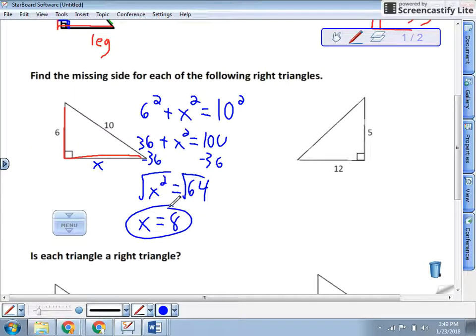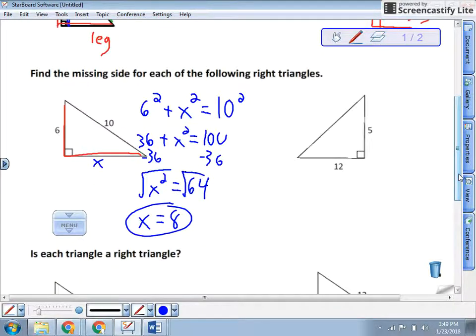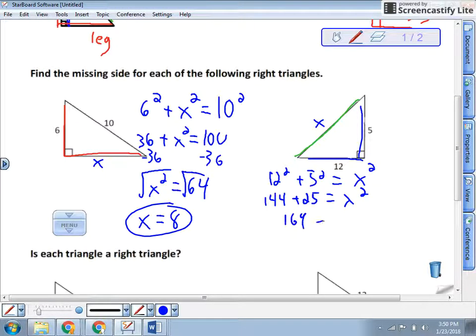Once you have it set up, that's the majority. Let's do another one here. This time our unknown is the hypotenuse. So I think that's even a little easier. We just go leg squared. Again, these are the legs right here forming the 90. So 12 squared plus 5 squared equals x squared. 12 squared is 144 plus 5 squared is 25 equals x squared. So that's 169 equals x squared. Take the square root of 169. So x equals 13. That's how you use the Pythagorean theorem.